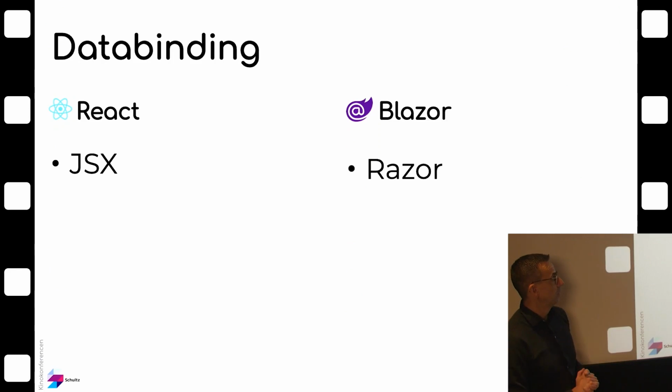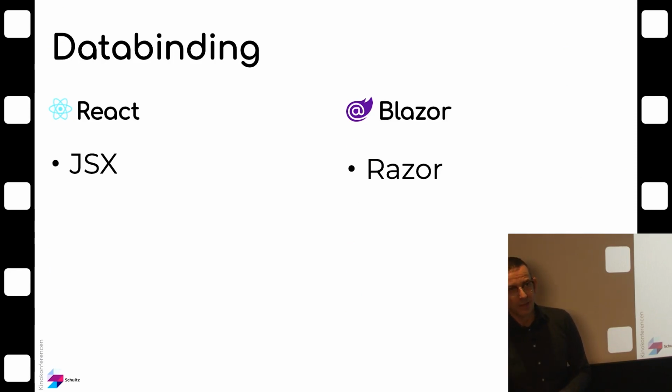Okay, so we have seen CSS. We have seen how to write a code block and how to write the HTML. Now let's talk about data binding. Generally in your code you have some state and you want to show that to the user. Otherwise, why would you have the state in the client?